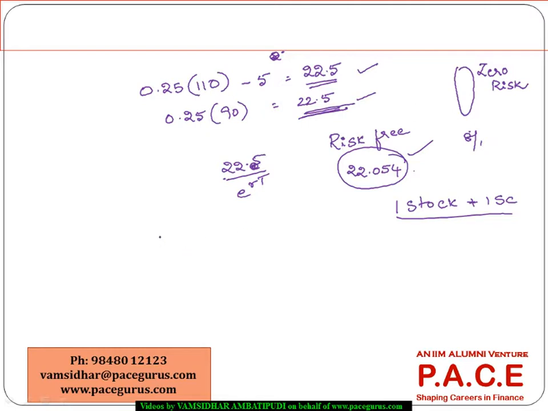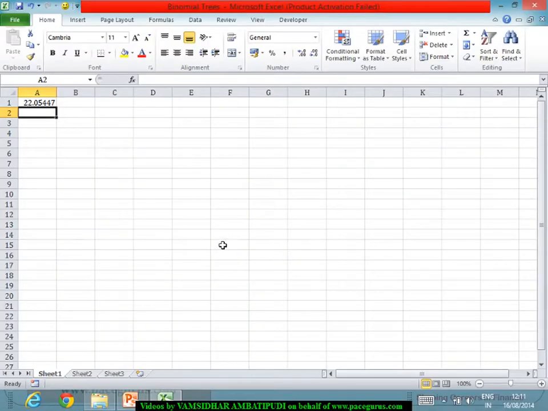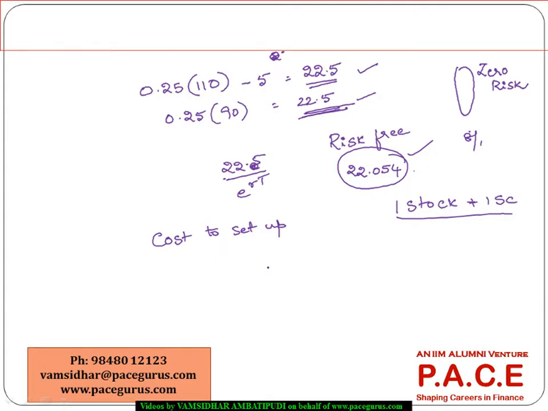Now, on the other side, I want to look at what is the cost to set up this portfolio. What is the cost to set up this portfolio? I have to buy one stock today. What is the purchase price for this stock? One share today is being sold at 100 bucks. But I require only 0.25 shares. I am purchasing only 0.25 shares. So the cost of setting up this stock is around 25 bucks today.